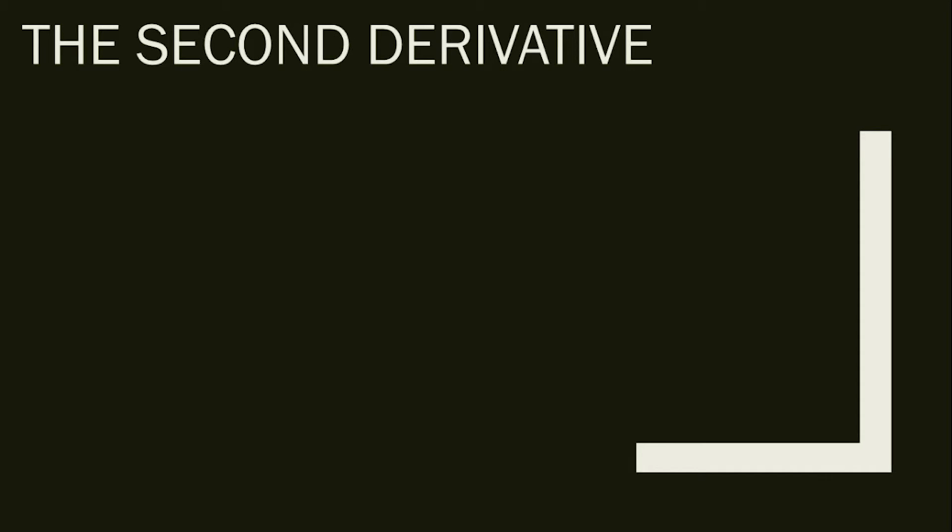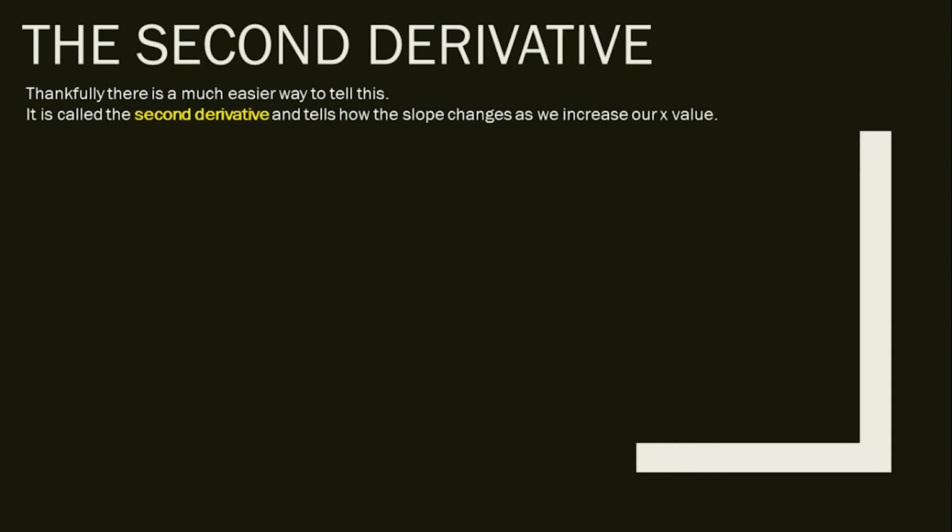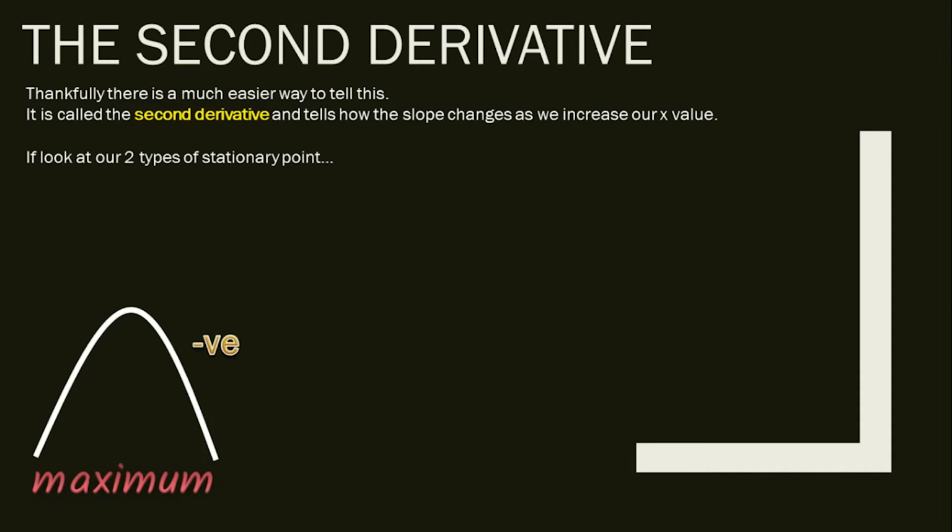I'm going to introduce an idea called the second derivative. And thankfully the second derivative gives us an easier way to do this than comparing gradients the whole way through. It tells how the slope changes as we increase our x value. So the second derivative is basically what happens when you differentiate again. You take your gradient function and differentiate that.